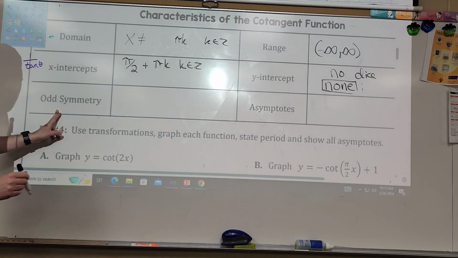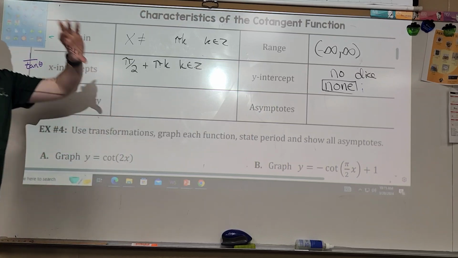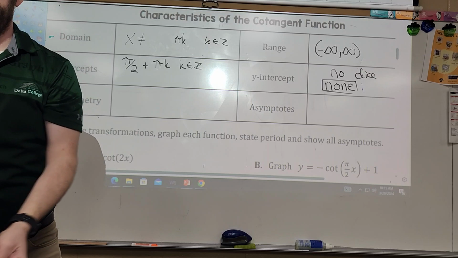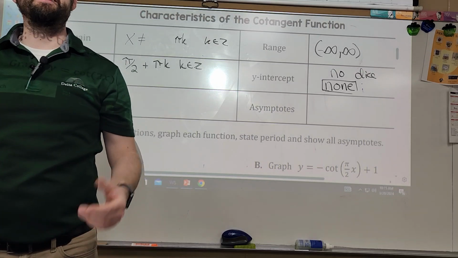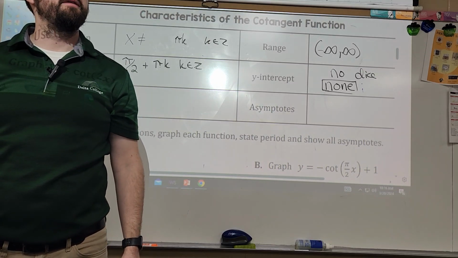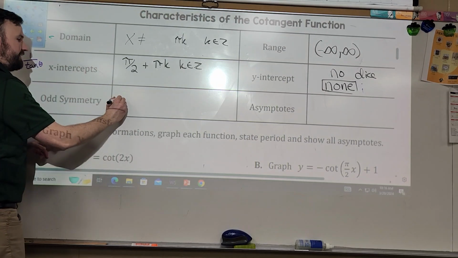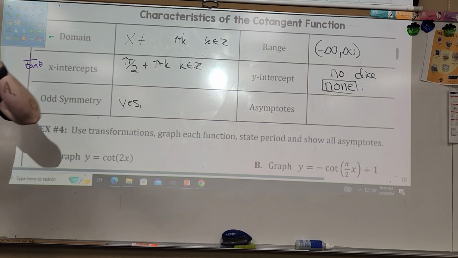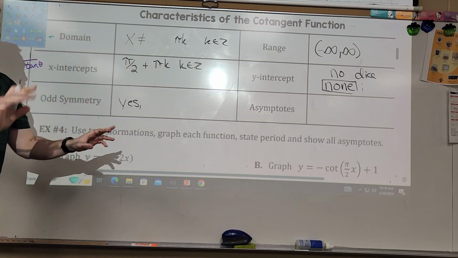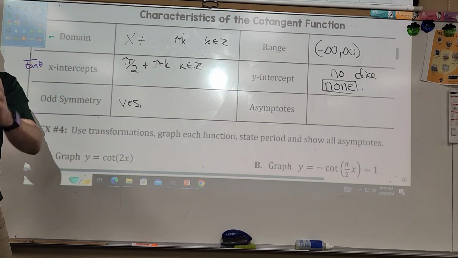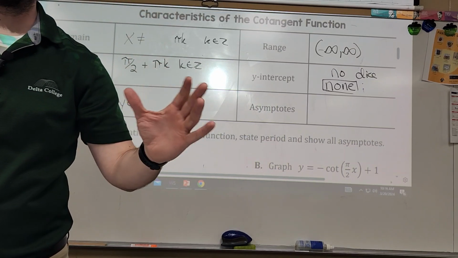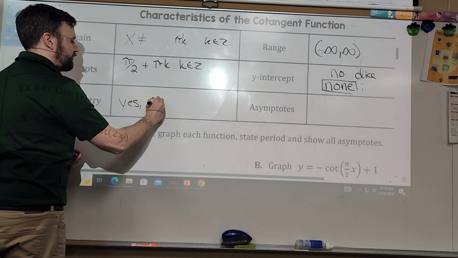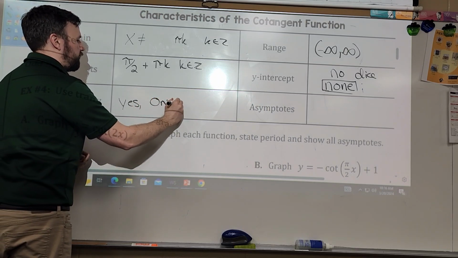Oh, is it odd? If I rotate it 180 degrees, if I take that graph I had, take your paper, flip it upside down. Is it the same graph? Yes. So is it odd? Yes. Remember, odd is 180 rotate. Even is it flips on itself. So if you can turn your paper over and the graph looks exactly the same, it's odd. So that's symmetry about the origin, right?